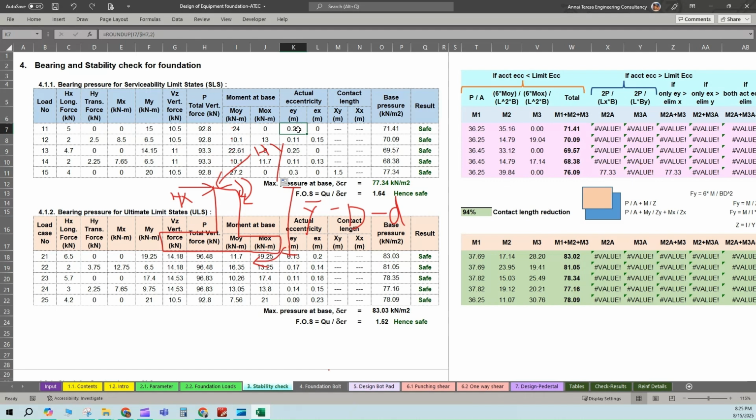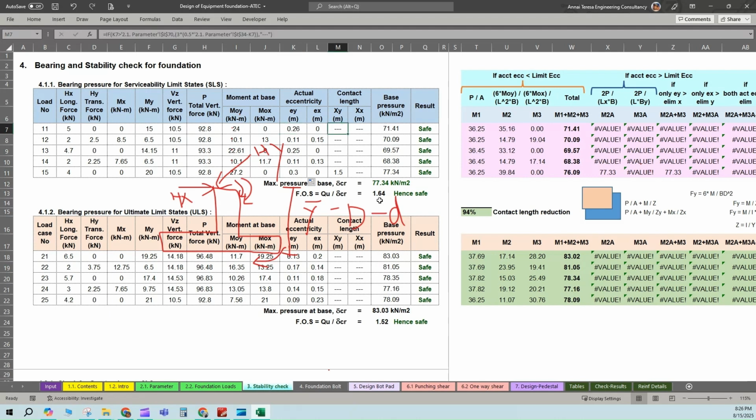And coming to the eccentricity, it is nothing but the moment divided by the vertical force. So the moment at the base divided by the vertical force will give you the actual eccentricity. Again this can be in both directions. So MOX divided by P equals EX, the actual eccentricity, and MOY divided by P is EY. So we need to calculate both actual eccentricities.